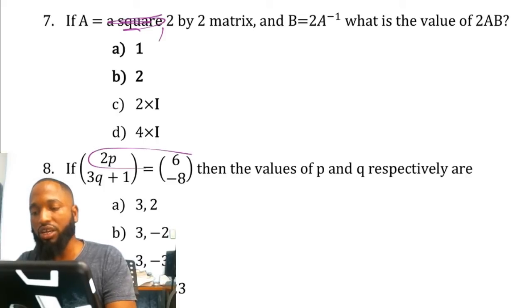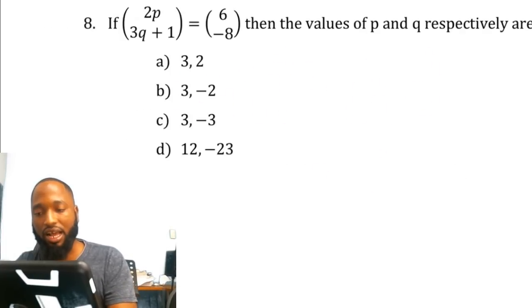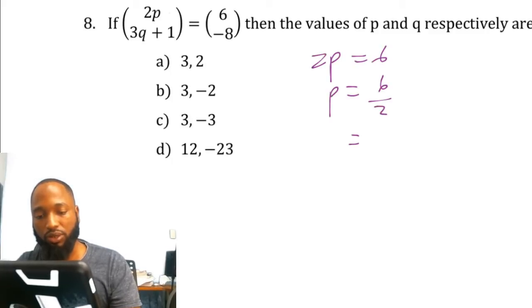So this is called equivalent matrices. You need to just equate it and do algebra. So this is really algebra hiding in darkness. 2P is equal to 6, so P is equal to 6 divided by 2, equal to 3.